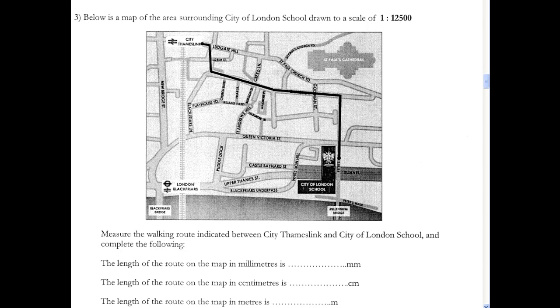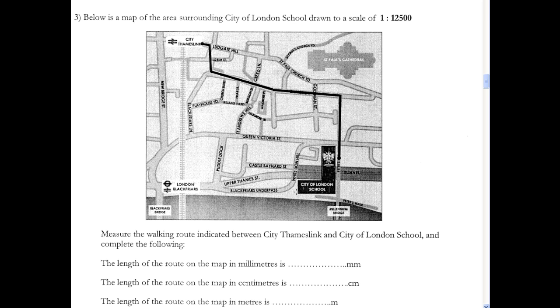Right guys, question 3. Below is a map of the area surrounding City of London School, drawn to a scale of 1 to 12,500. Measure the walking route indicated between the City Thames Link and the City of London School and complete the following. So here's the City Thames Link and there's the route to the City of London School.